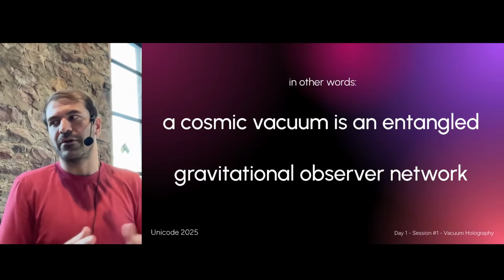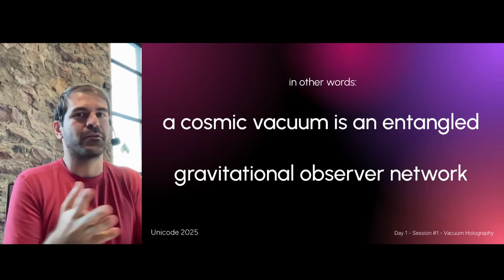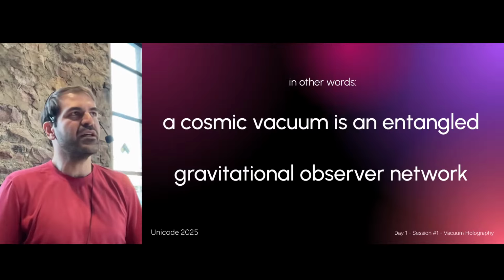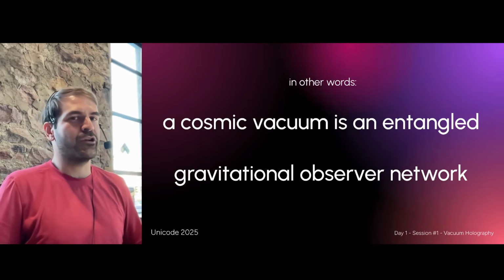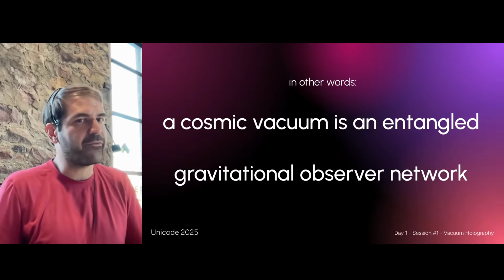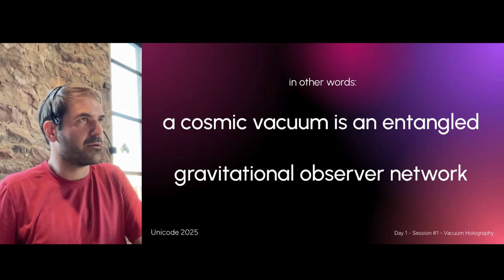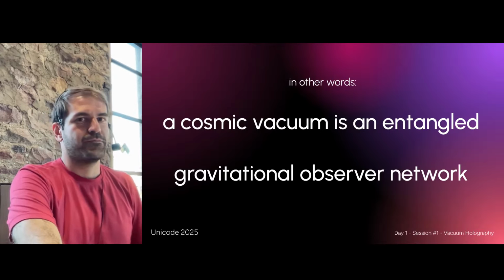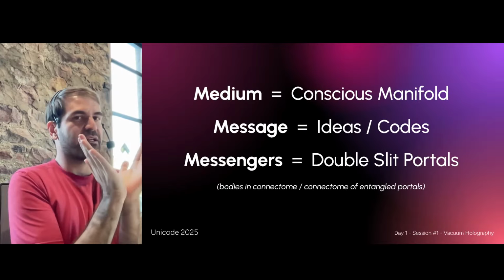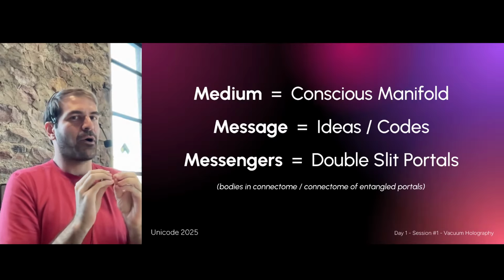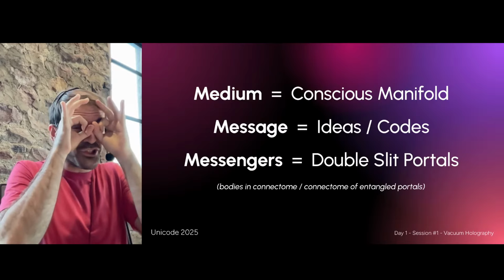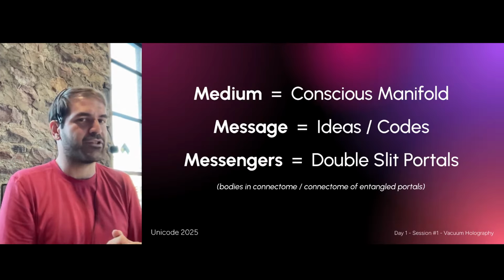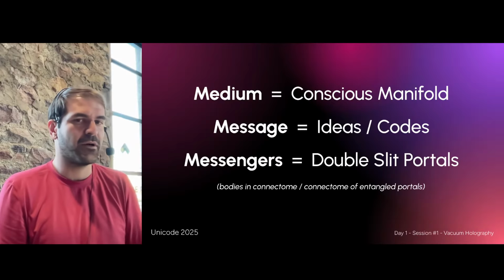Okay, so in other words, a cosmic vacuum is an entangled gravitational observer network. A cosmic vacuum is an entangled gravitational observer network that is holographically rendering experiences. So the medium is the conscious manifold, the message are the ideas and the codes, and the messengers are the double slit portals. So it's like bodies that are in a connectome of entangled portals. Okay?